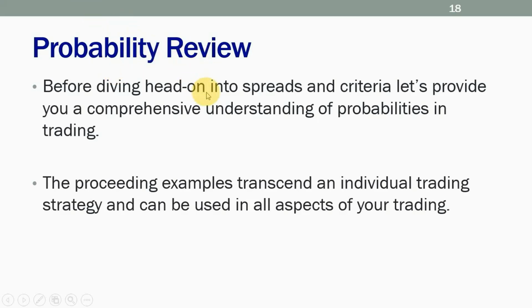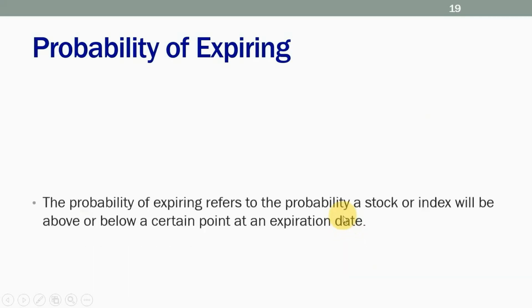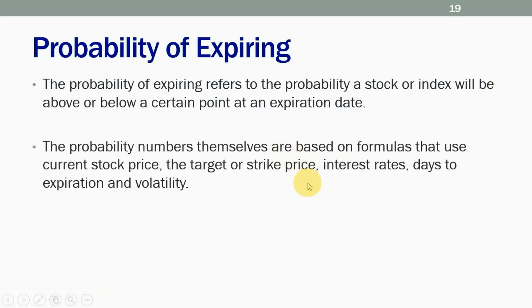Before diving head-on into spreads and criteria, we got to give you a bit of a comprehensive understanding of probabilities in trading. The preceding examples transcend an individual trading strategy, and they can actually be used in all aspects of your trading. So I'm pretty adamant about this, what's termed probability of expiring. First, the probability a stock or index will be above a certain point at an expiration date. The probability numbers themselves are based on formulas that use current stock price, the target or strike price, interest rates, days to expiration, and volatility.